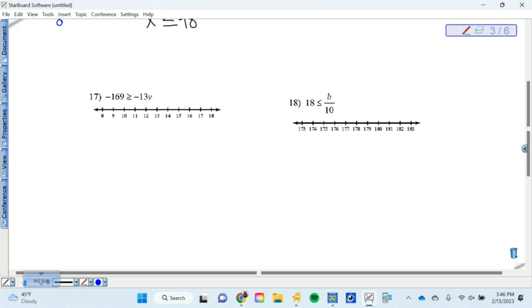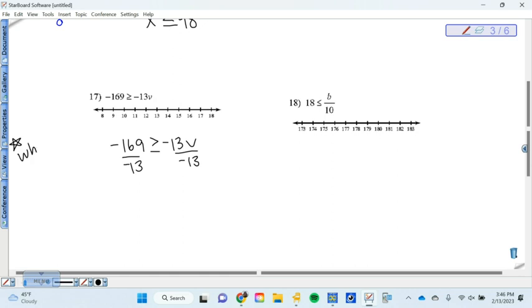Okay, number 17. I have negative 169 is greater than or equal to negative 13v. I need to get the v by itself. What do I do to get the v by itself? That's right, divide by negative 13. So I just told you, solving inequalities is exactly like solving equations. The only thing to remember is that if we need to multiply or divide by a negative number, we have to flip the inequality.